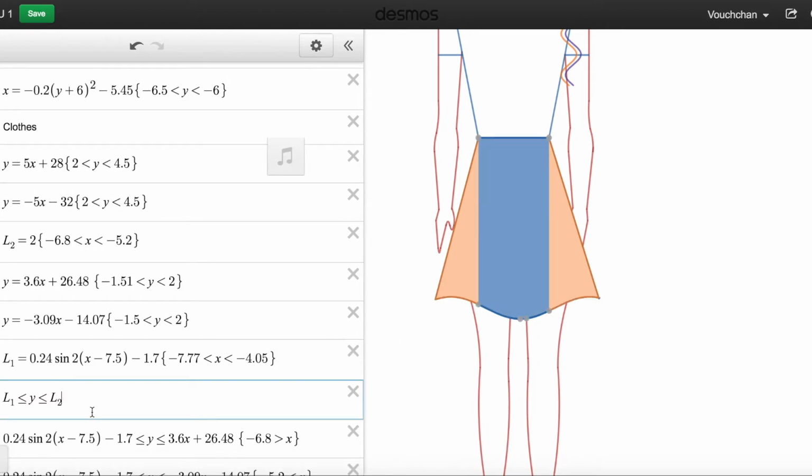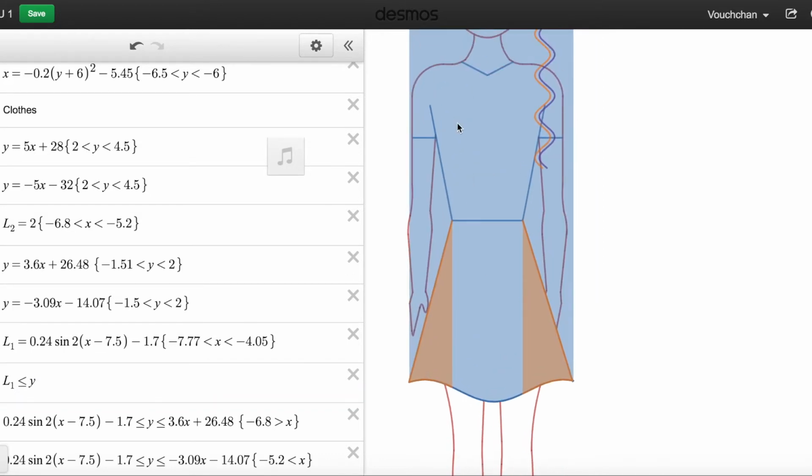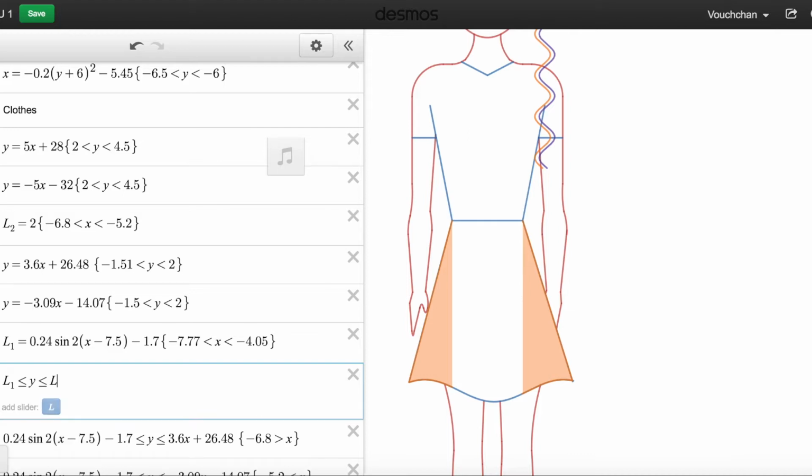For example, if I remove the L2, the shading will go all over the part, so I have to limit it, so y is smaller or equal to L2.